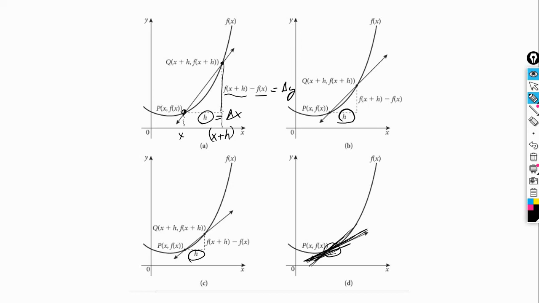And in the last video, I told you guys that that would be the same as talking about the limit as h approaches 0 of the difference in y, which is f of x plus h minus f of x, over the difference in x, which is just that value h. So this would give us the instantaneous velocity, or the slope of the tangent line at that given point.